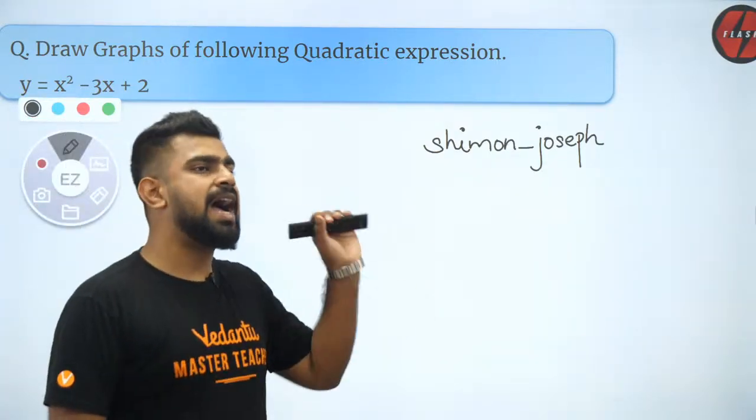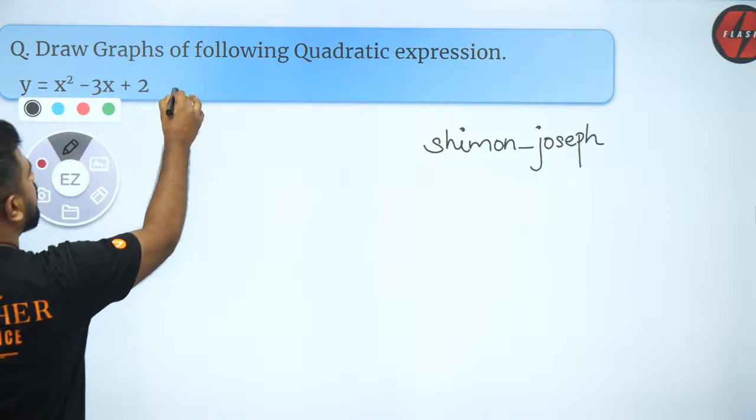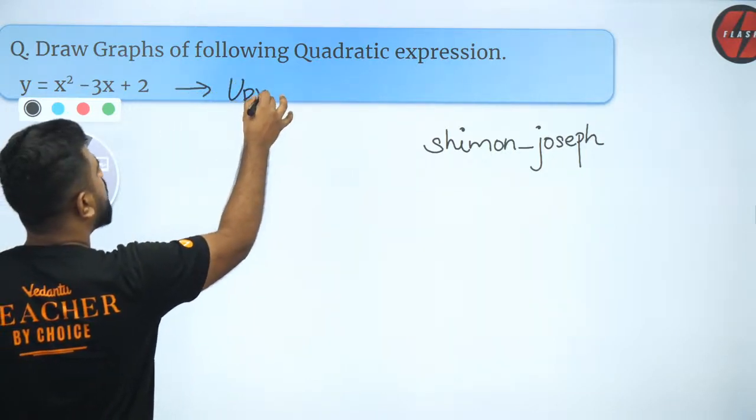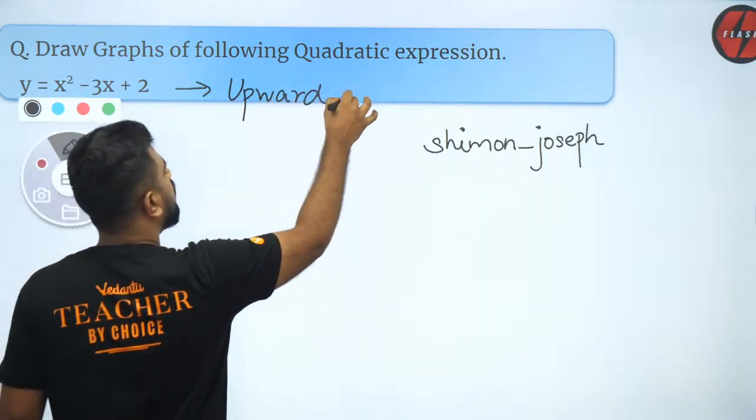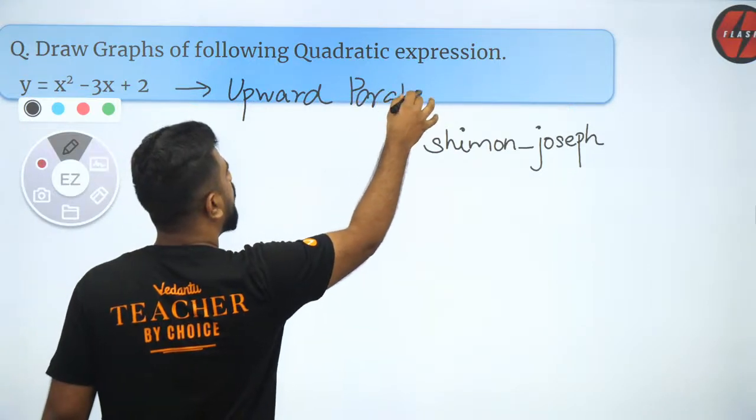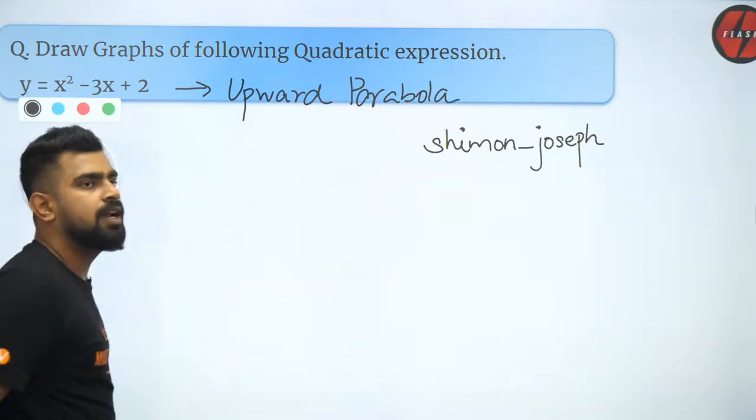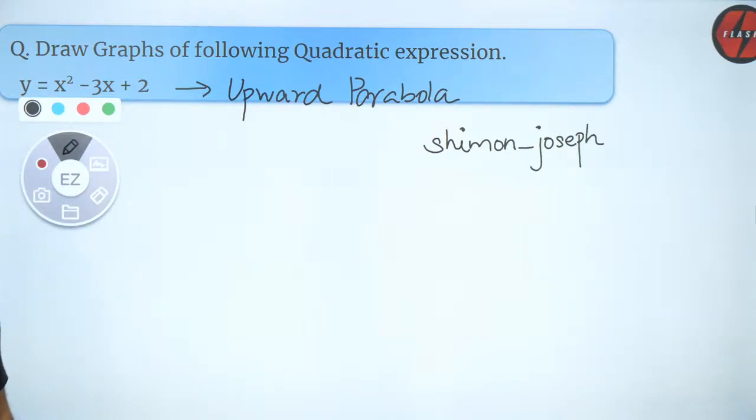Upward parabola, absolutely right. That is the first point. The first point is it's an upward parabola. Isn't it? Are you all clear? Everybody?